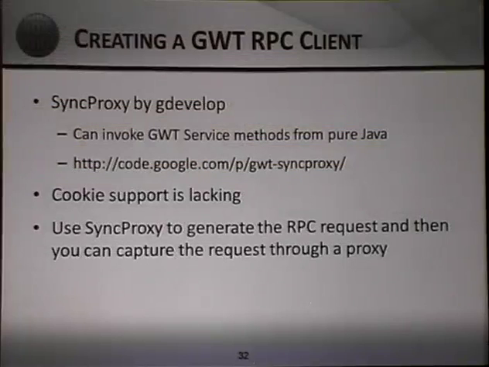Or you can actually create a GWT RPC client. Some folks at GDevelop created it. It's called Sync Proxy, which implements the client in pure Java. So it allows you, from pure Java, to call these methods from wherever. A couple things: cookie support for it is lacking. It kind of requires you to actually log into the application so it captures the cookie. I was able to modify the code so I could just submit my own cookie, but I didn't really want to release that since I really didn't develop it. So it's definitely possible, not hard.